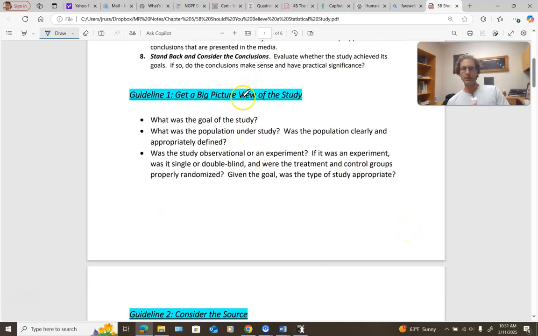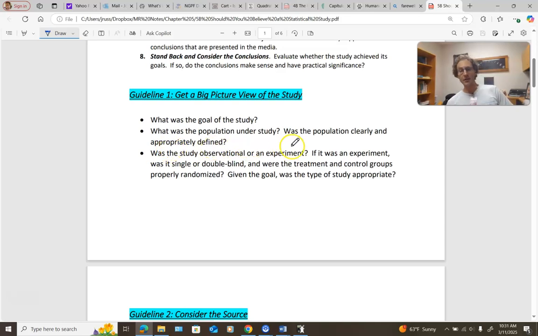Guideline number 1, get a big picture view of the study. So what's the goal of the study? What's it trying to prove or establish? What was the population under study? Was it the population of students at a particular college? Was it the population of students 65 or older at a particular college? Was it a population of a specific species of fish in this specific lake? We have to be very clear about what our population is.